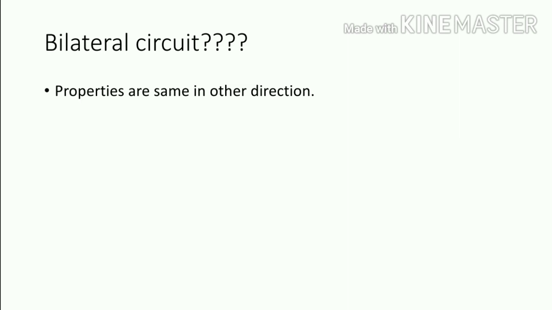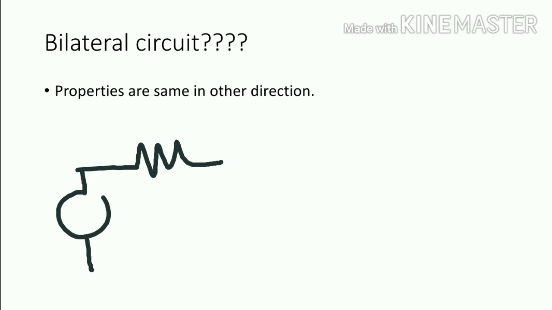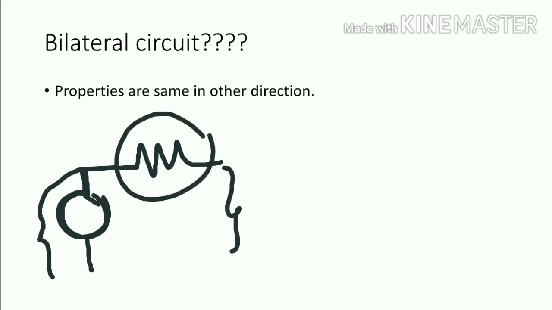Now, what is a bilateral circuit? Bilateral circuit means the properties are the same in the other direction. What does it mean that the properties are the same in the other direction? Suppose we take a resistor, and this is the voltage. If I change this voltage from this position to this position, the parameter remains the same, meaning the property of this resistor doesn't change.